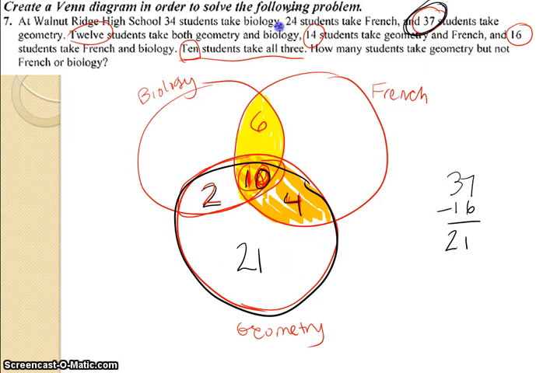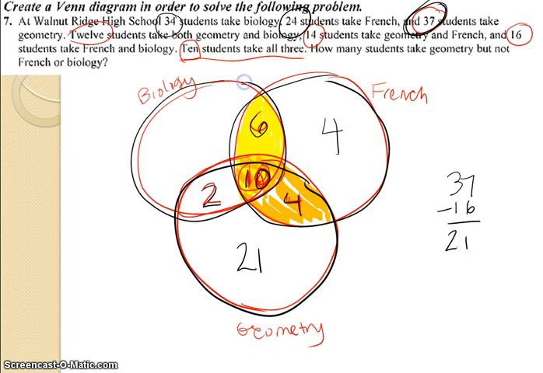Okay, 24 take French. Well, here's my French area. I already have 6 and 10, which is 16, and 4, which is 20. I already have 20 in the French area, but there's 24 total, so there must be 4 that only take French.